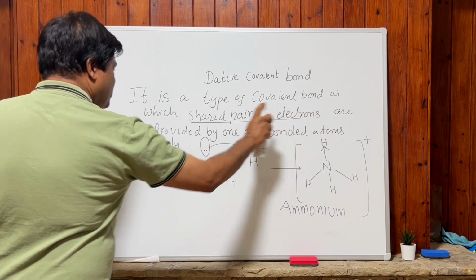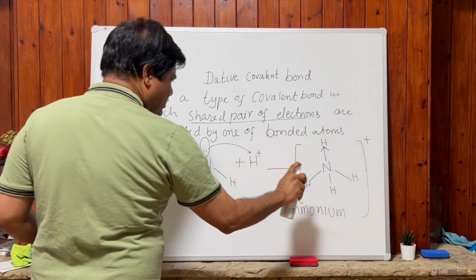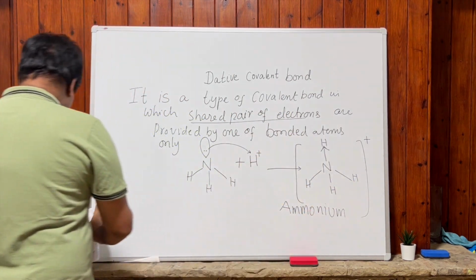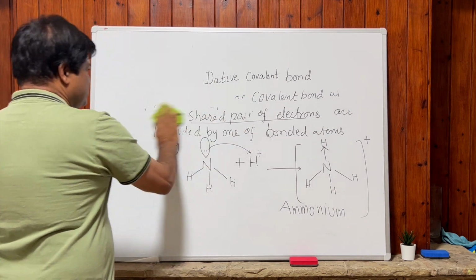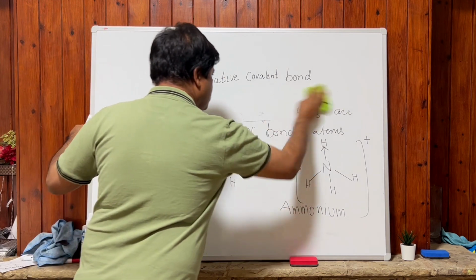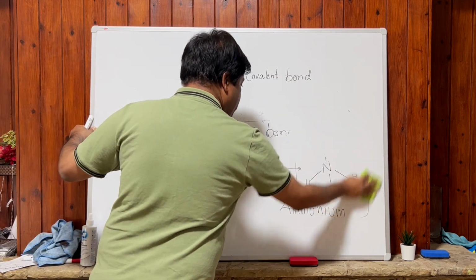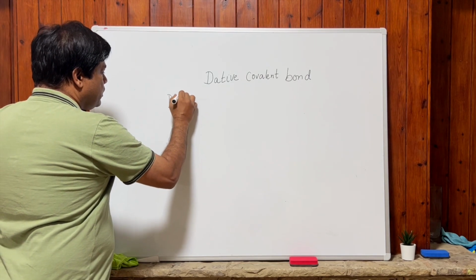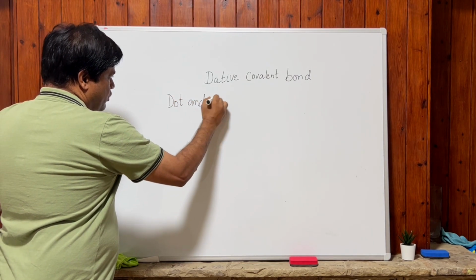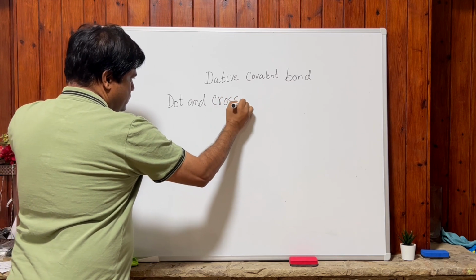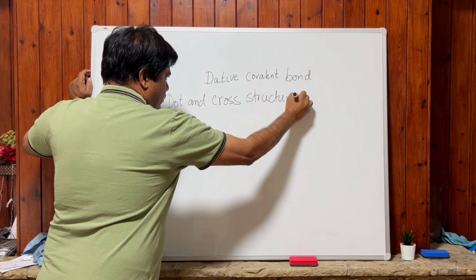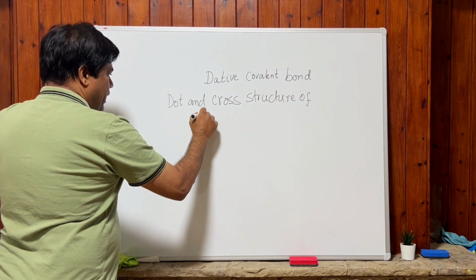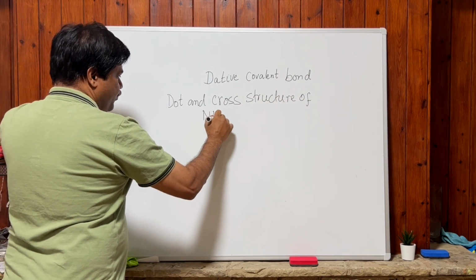It's a 2 mark question, or I never see a 3 marker in that, mostly 1 mark. Or they might ask you to draw a dot and cross structure of the ammonium ion, NH4 plus, and that could be a 3 marker.